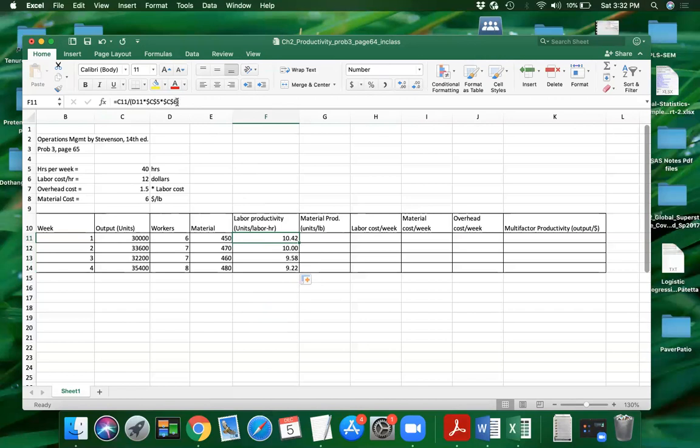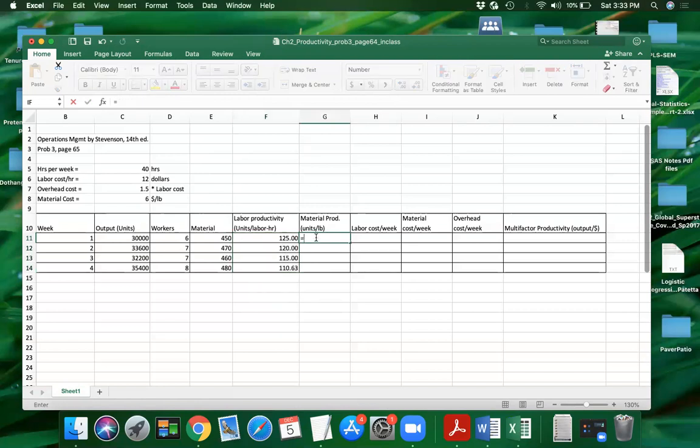So if I just want it to be in terms of hours, then I have to take out this C6 here. Now this becomes in labor hours. Okay, it's good that you got to see both of them. If I go back here, this is basically units per labor dollar input, and if you go here, this is unit per labor hour input. So that's something you have to keep in mind.